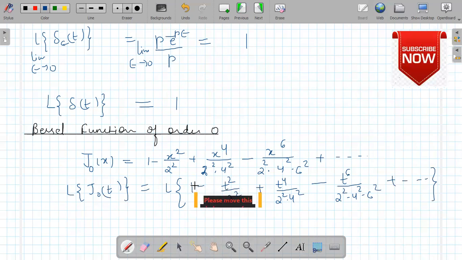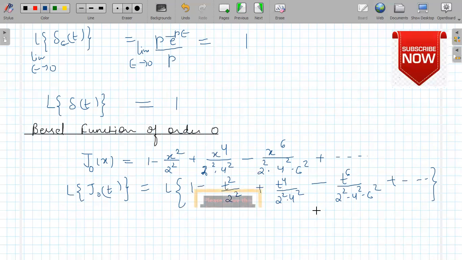So you have to take the Laplace transform of 1, t square, and so on. By linearity property, the Laplace L will go inside the bracket and work on each and every term. So we'll find the Laplace of 1, Laplace of t square, Laplace of t^4 and Laplace of t^6, and then we simplify it and you will get one series, and if you solve it, the answer will be 1 upon (1 plus p square) raised to the power 1 upon 2. So let me solve it for you.